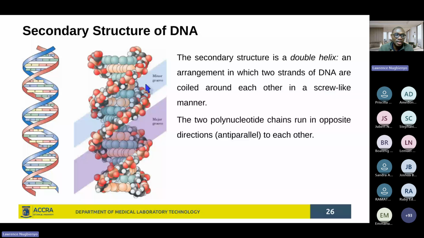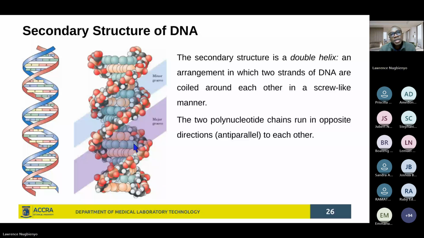When you read generally, you will say that the minor groove consists of about maybe 5 to 6 base pairs, and the major groove is double of that, about 10 to 12 base pairs of that space that you find over there.